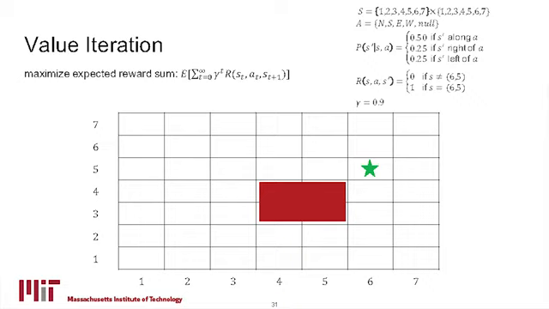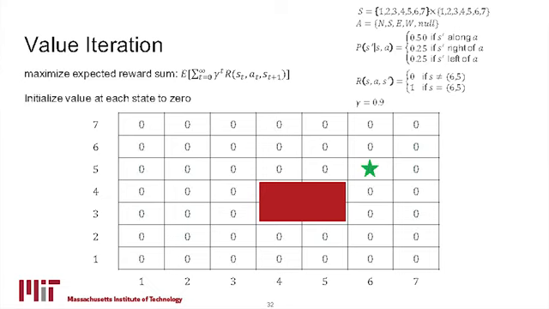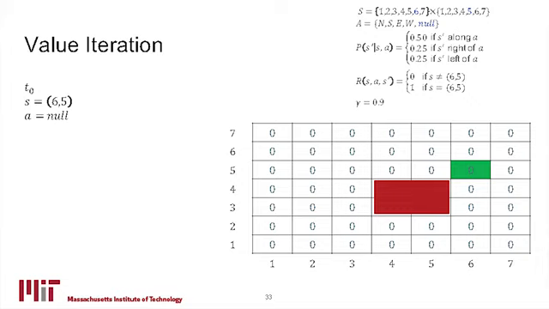So let's take the same example we had. We still want to maximize the expected reward. And so to start, we're going to initialize the values of each state to 0. Now, let's, for example, start at t0. We're going to focus on state 6.5, and we're going to say that we're going to take the null action to start with.